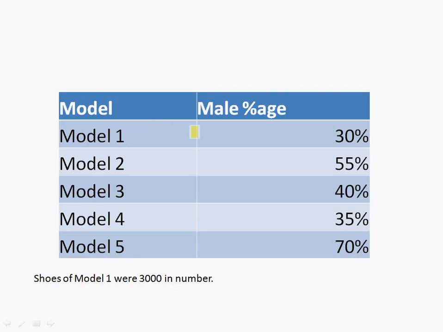Now again further data is given that model 1 is produced 30% for male and the rest for female, so 70% for female. Here 55 for male and the rest for female, 45% for female, right? Here 60% for female, here 65 and 30% for female. Now again only one data point is given, one absolute data point is given.